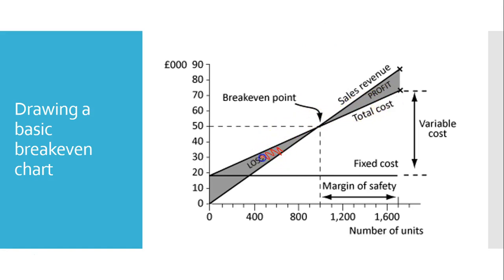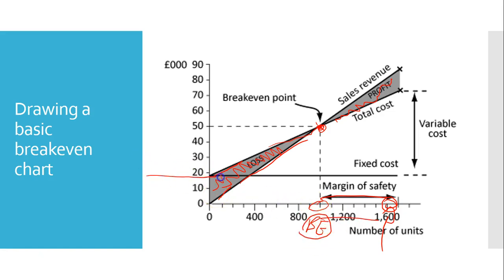Key issues here: every time that revenue is below costs, you'll be making losses. And of course that makes sense until you get to break even, and everything above there is making profits. This margin of safety is the gap between your budgeted units and your break even.